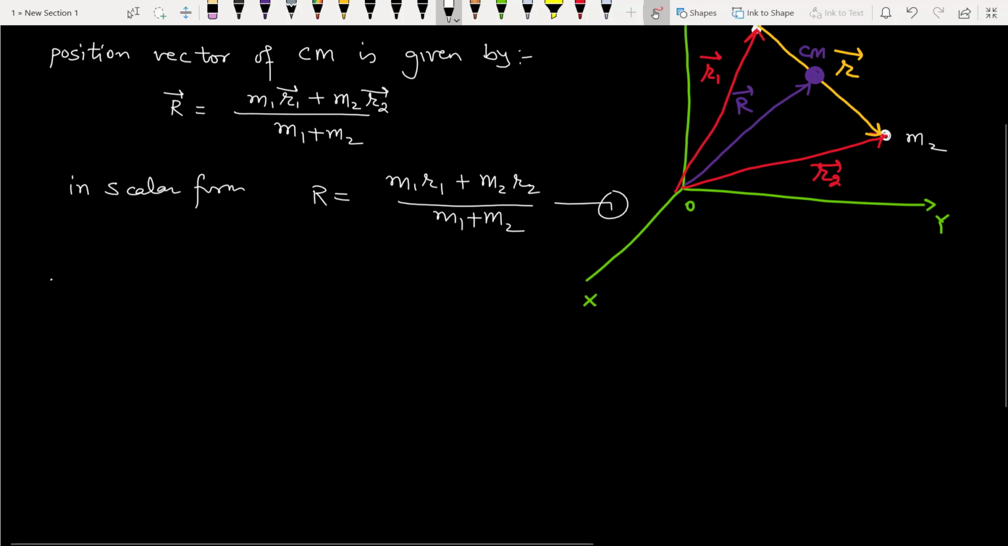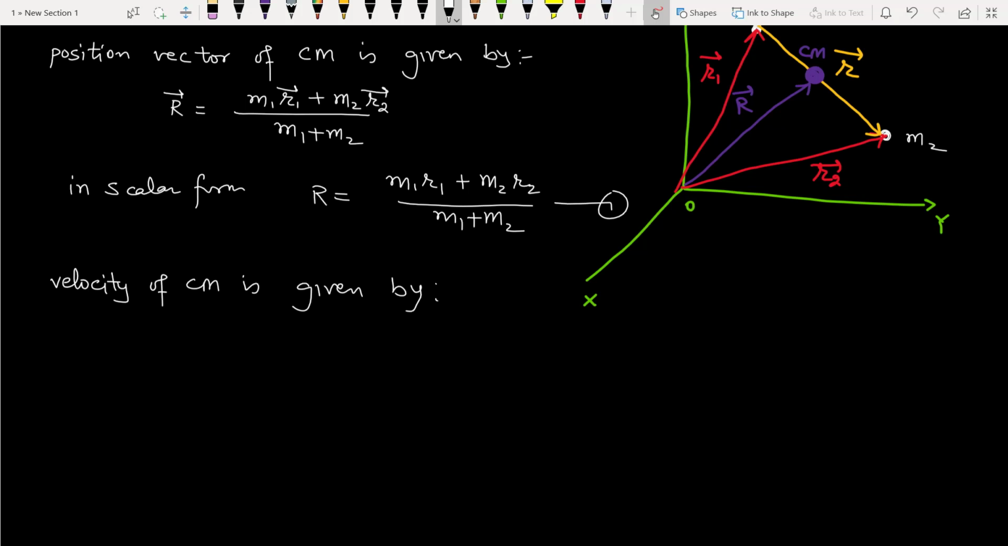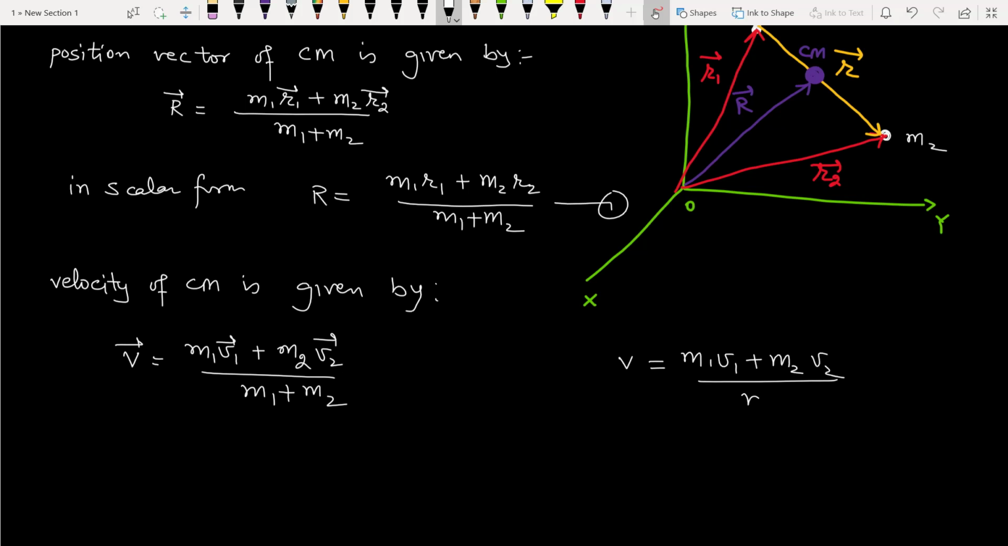In a similar way, the velocity of the center of mass is given, in vector form, by m1 v1 vector plus m2 v2 vector over m1 plus m2. v1 is the velocity of the first particle, v2 is the velocity of the second particle. In scalar form we can write m1 v1 plus m2 v2 over m1 plus m2. We mark this as equation number 2.